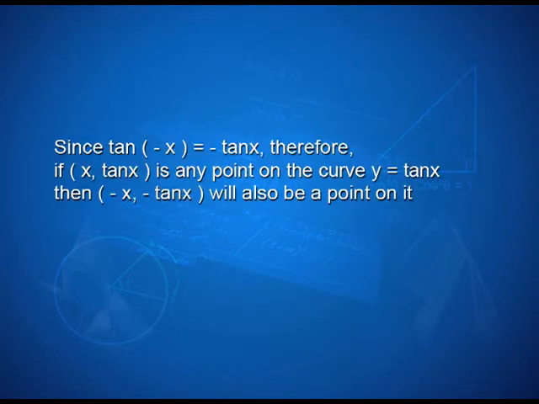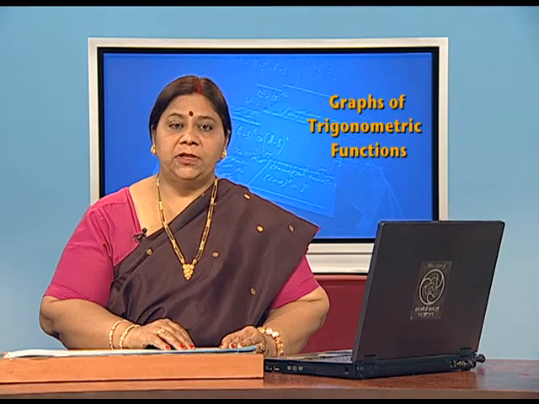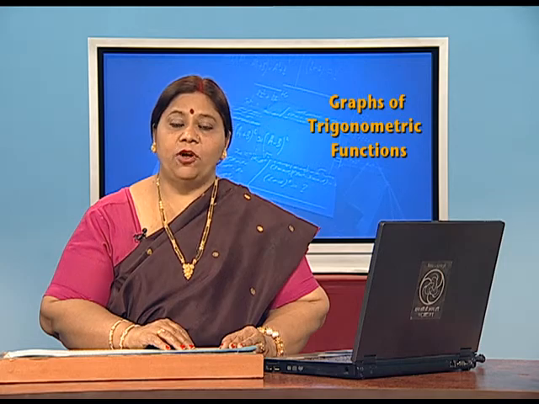Since tan of minus x is equal to minus tan x, therefore, if (x, tan x) is any point on the curve y is equal to tan x, then (minus x, minus tan x) will also be a point on it. This means that the graph is symmetric in opposite quadrants.